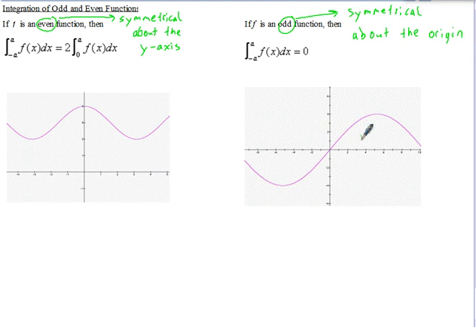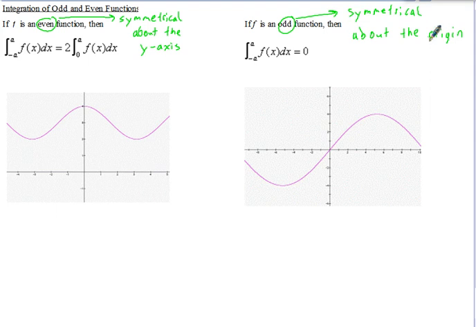See, this is symmetrical about the origin. Notice we don't have a name for a function symmetrical about the x-axis. That's because if it was symmetrical about the x-axis, like a sideways parabola here, it's not going to pass the vertical line test. It won't be a function. And just remember, odd and origin both start with O. That's an easy way to remember that one goes with that.